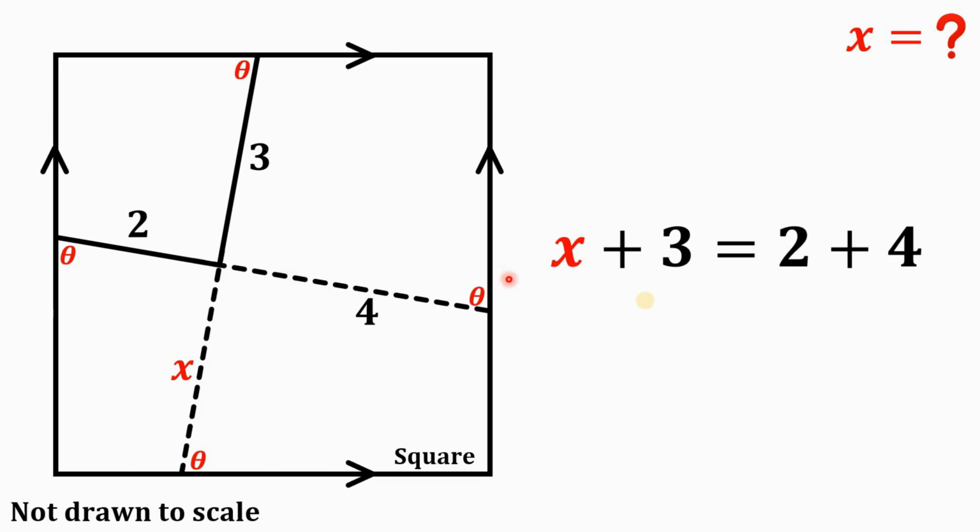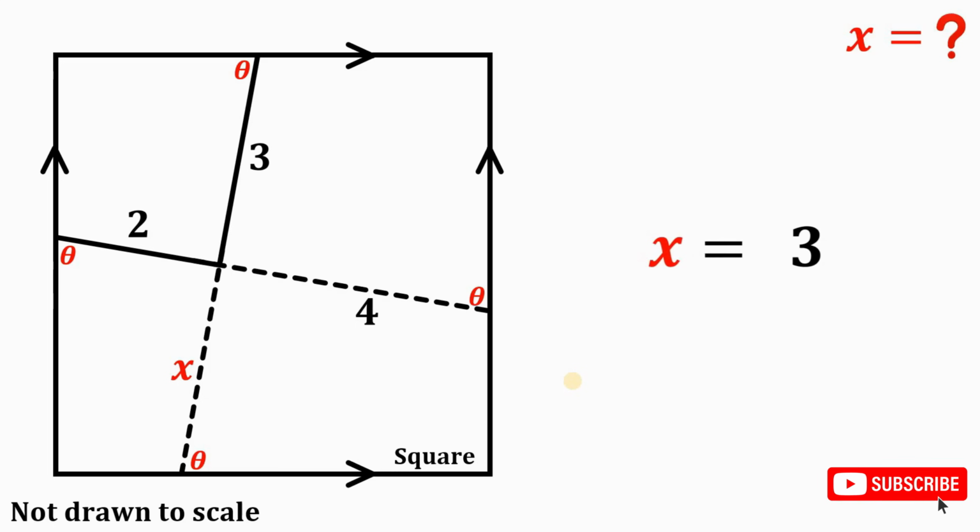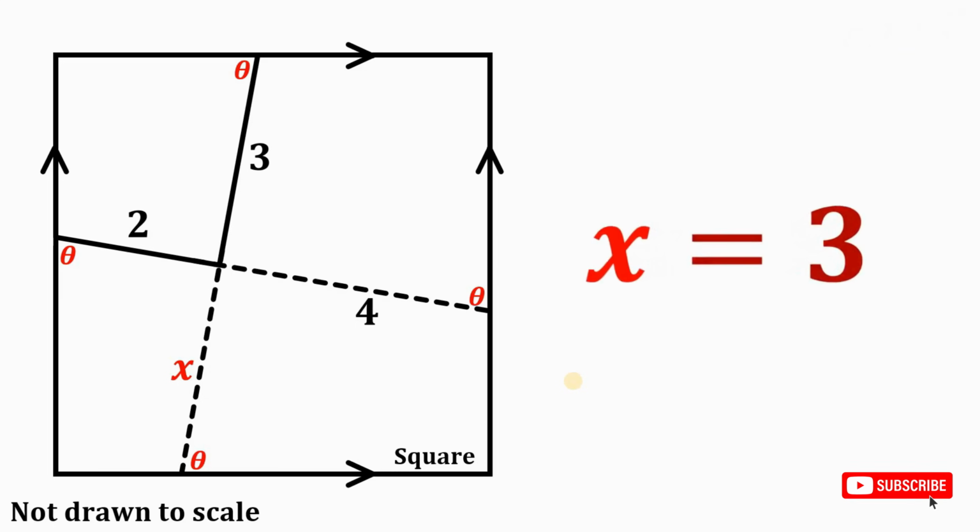So, we can say that x plus 3 equals 2 plus 4. 2 plus 4 is 6. Subtract 3 on both sides. Therefore, the value of x, or the segment x, simply equals 3 units. And that is our answer to this question.